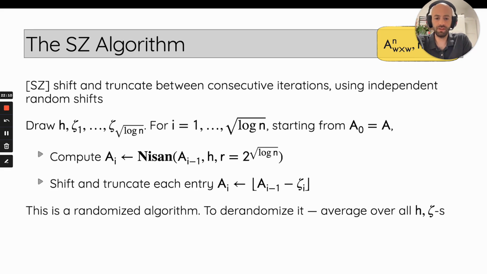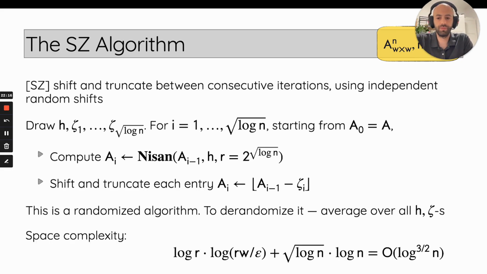Okay, and of course this is a randomized algorithm, so to de-randomize it, they average over all h and zetas. And if you look at the space complexity of the algorithm, we have this factor, which is the number of bits required to store all the zetas. And we have this factor, which is both the length of h and also the space complexity needed for Nissan's generator at each iteration. So we have log r iterations. Each iteration takes log rw over epsilon space. Overall, this gives us log to the 3/2 n.